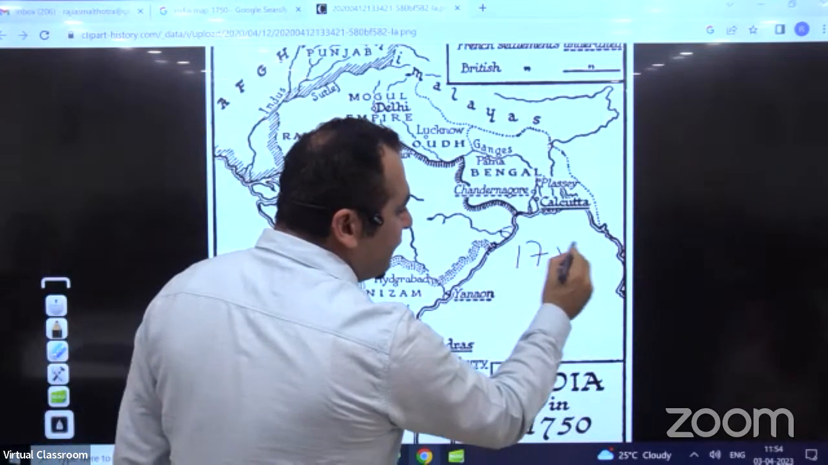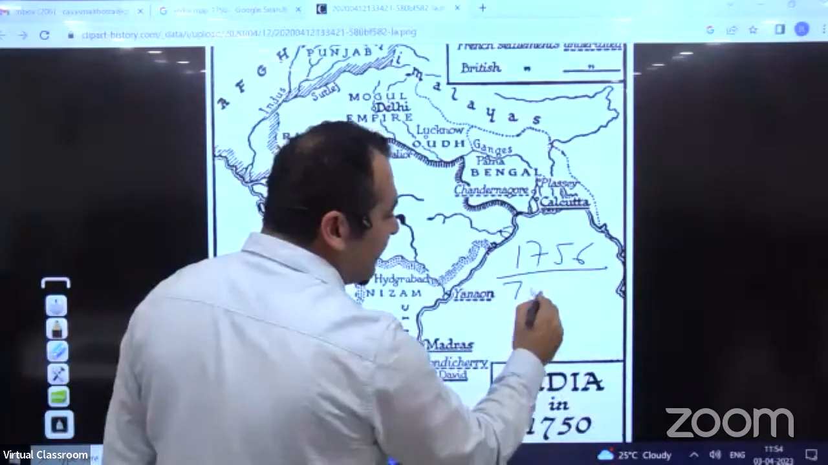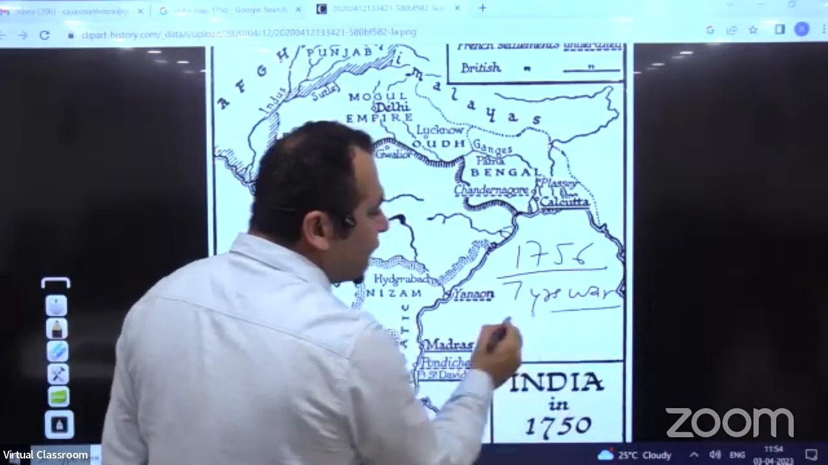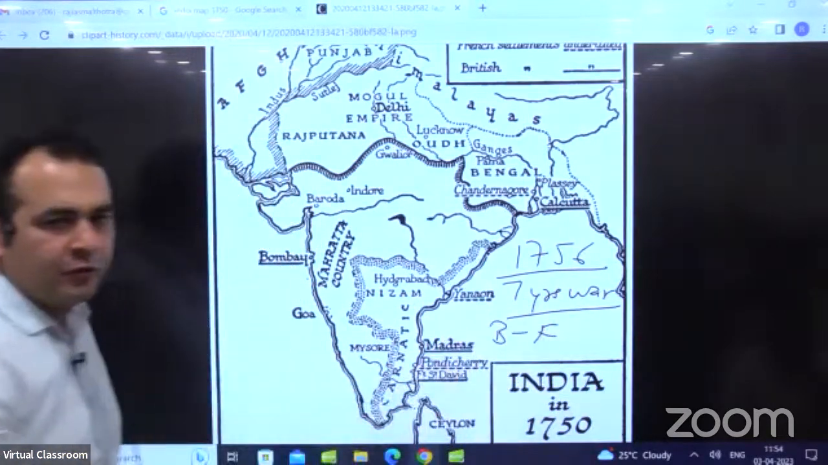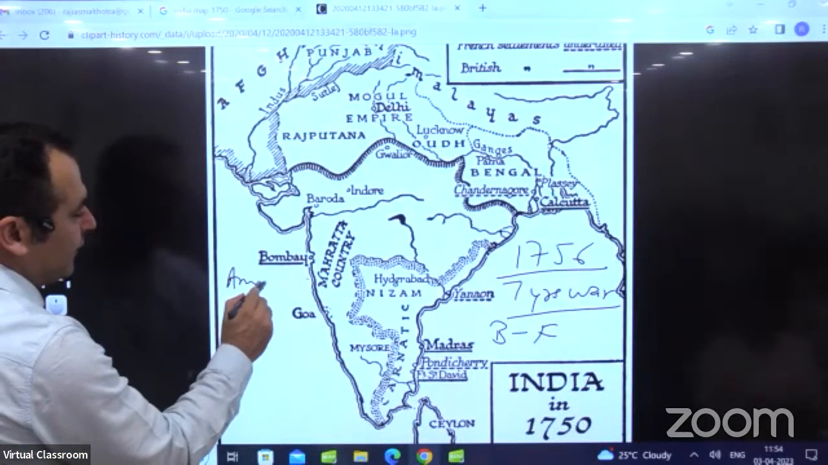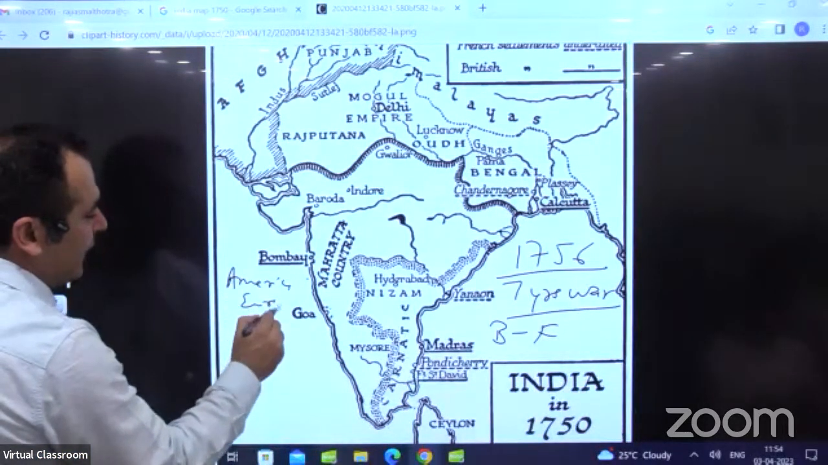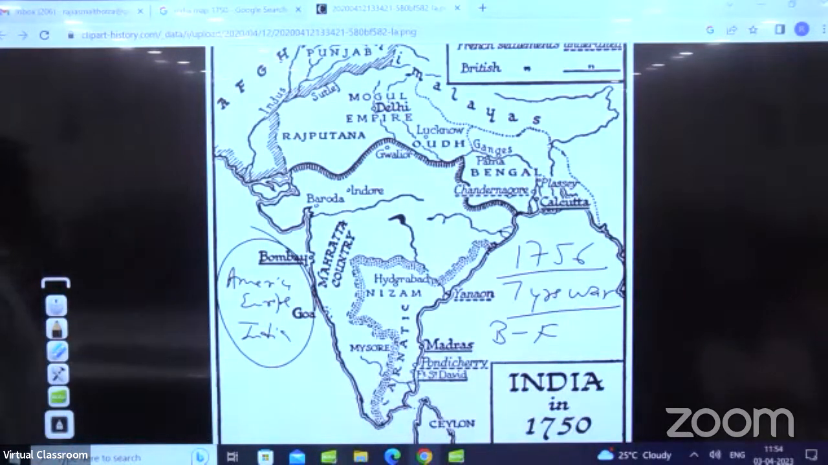In 1756 in Europe, there started a new war called the Seven Years' War. This war was again fought between the British and the French. They were good enemies during these years. And this war was fought in the Americas, in Europe, as well as in India. And in all three places, the British won the war.